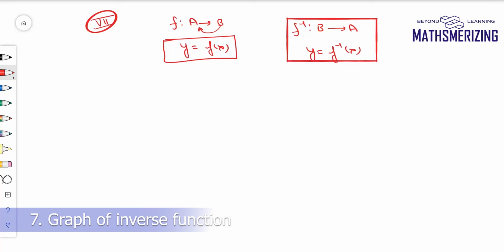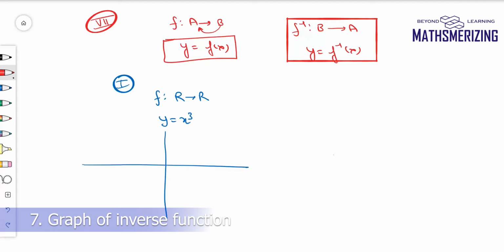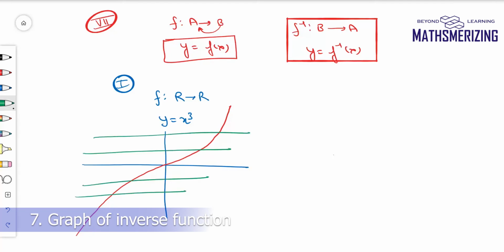Now how do we draw the graph of the inverse function? There are two methods. Method one is by taking the reflection about the y equals x line. Say for example, a function is defined from R to R, and this function is defined as y equals x cube. So I'll draw the graph of y equals x cube. First I'll draw horizontal lines. I'm getting only 1 point of intersection. So this function is a one-one function.